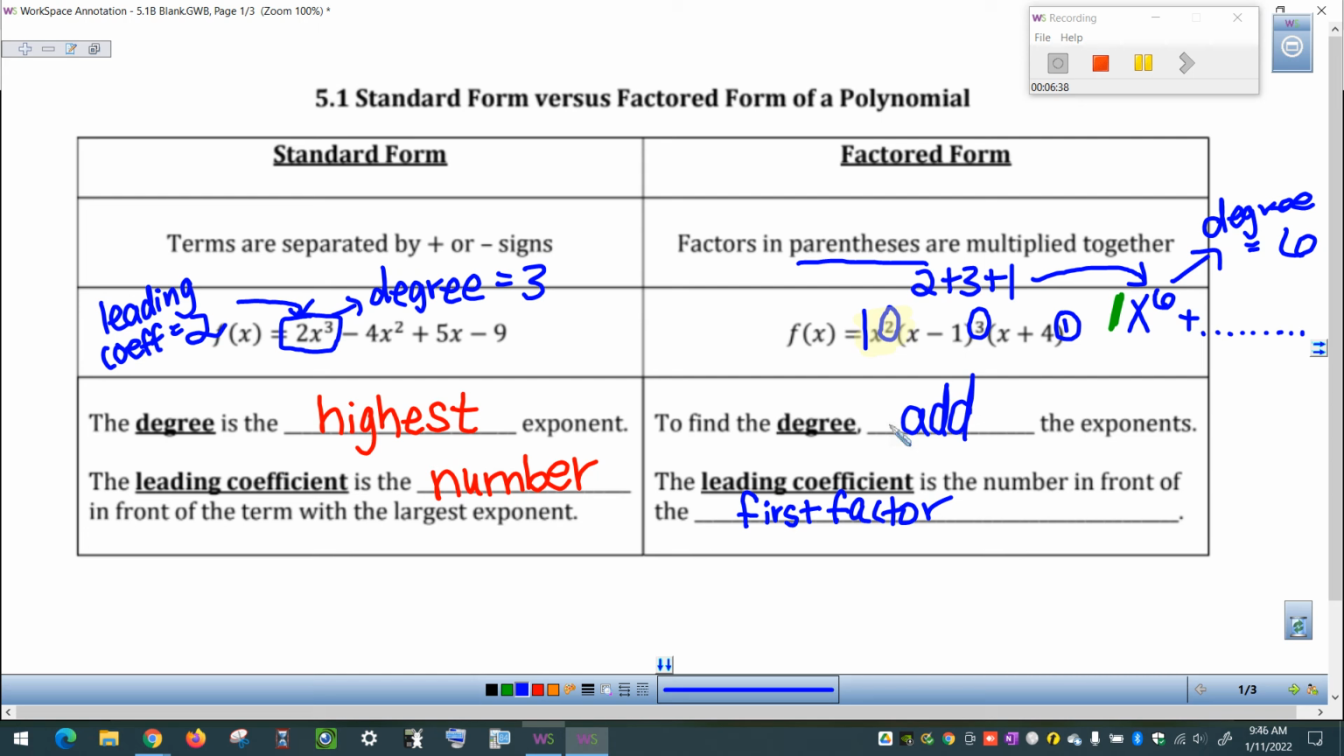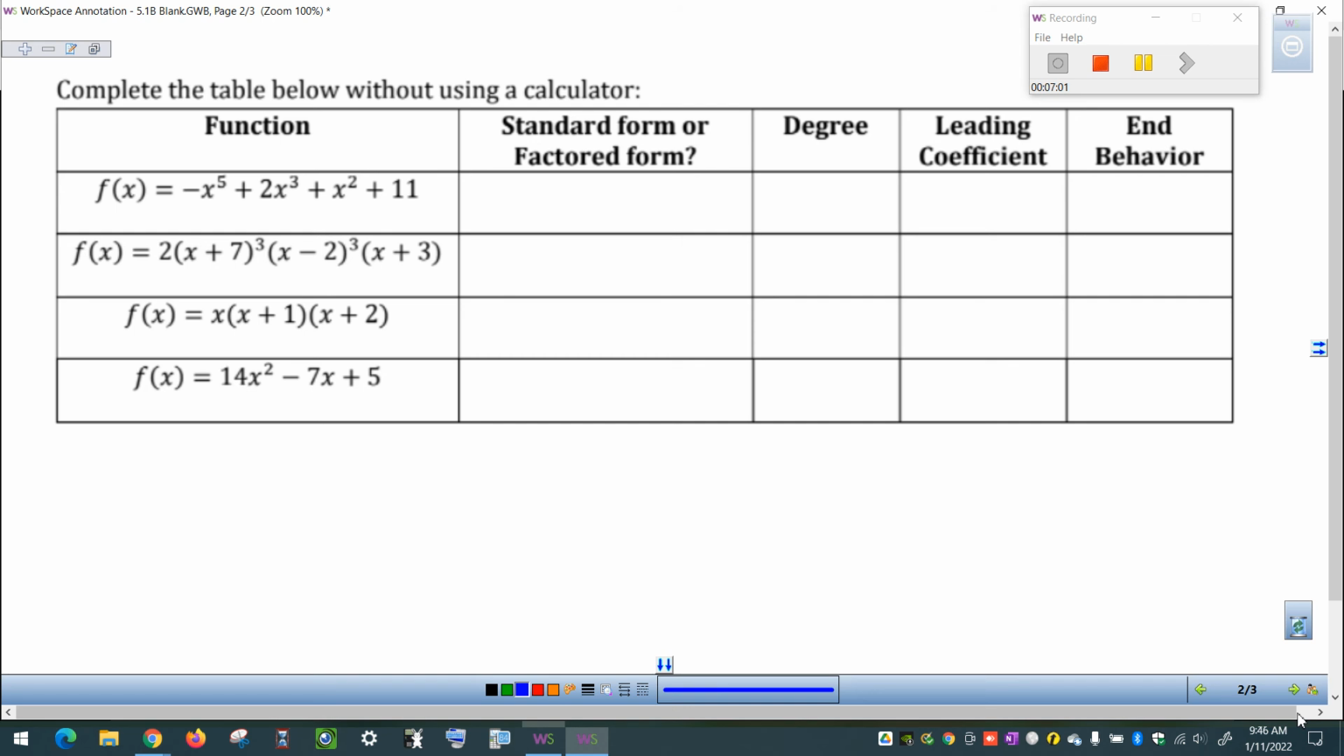All right, so I want to give you just a chance to try this out. There's a little table right down below. There are just 4 functions given to you, and I want to give you a few minutes to fill in as much of this as you can. You're going to start by identifying if it's in standard form or factored form. Then I want you to identify the degree and the leading coefficient. And then I want you to list the end behavior.